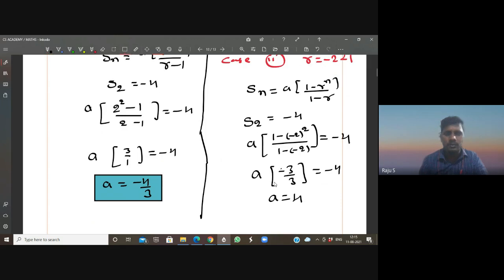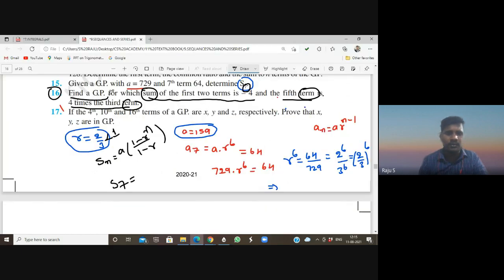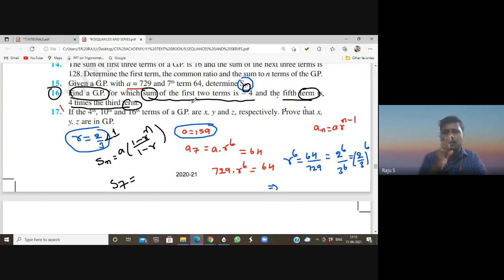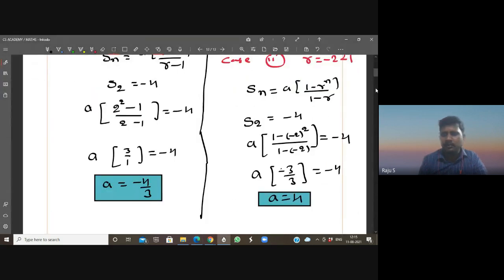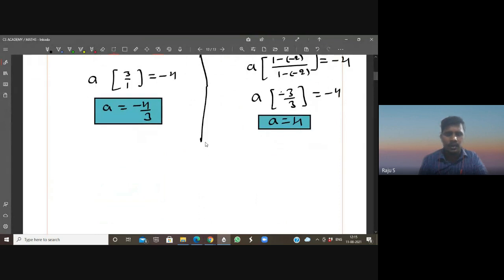Clear, students? So right now a value is 4. Now, what is the question they're asking? We need to find the geometric progression. Geometric means at least you have to find three terms: first term, second term, third term. So what is the geometric progression formula? When a is the first term, you have to write like this.